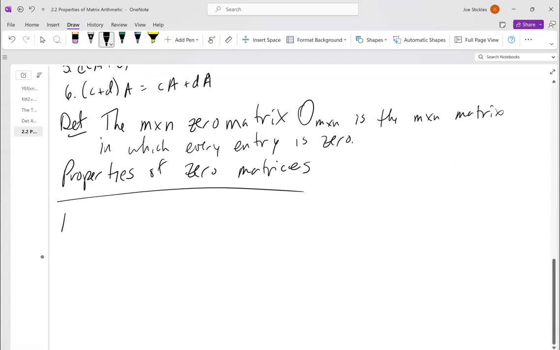Again, the whole point is that if I add the zero matrix to any matrix, I get A back again. Again, I'm being a little lax with my notation here. In order to be able to add these two matrices, I need to make sure that A and 0 have the same size. So whatever the size of A is, I'd have to use the appropriately sized 0 matrix.